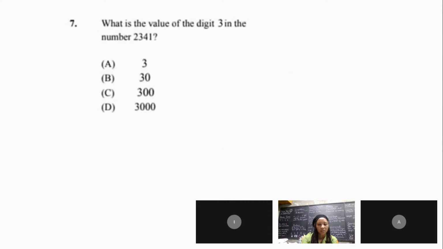Alright. Number 7. What is the value of the digit 3 in the number 2341? So they want the value of the 3. So that's ones, tens, hundreds. So it's 300.